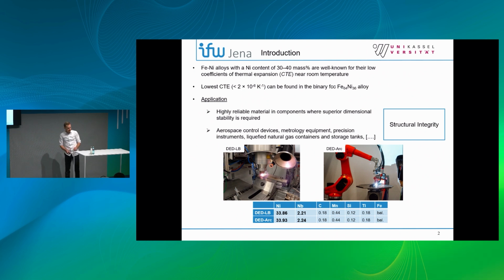As these alloys are potentially applied in safety-critical fields that contain intricate cyclic loading conditions, the knowledge about the structural integrity of these alloys is, of course, paramount. You see here the composition of the filler metal we used, and you see this contained about 34% of nickel and also roughly 2% of niobium, which will be very important in the remainder of the presentation.